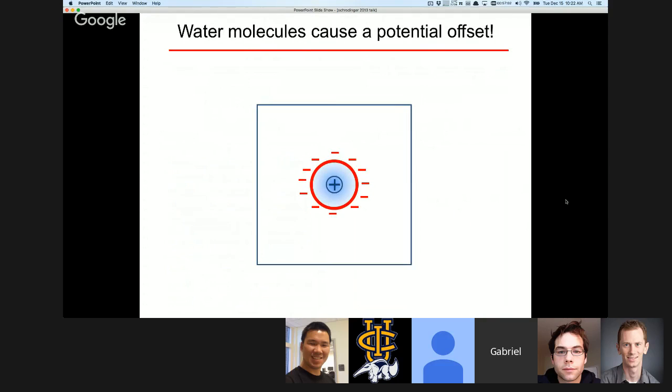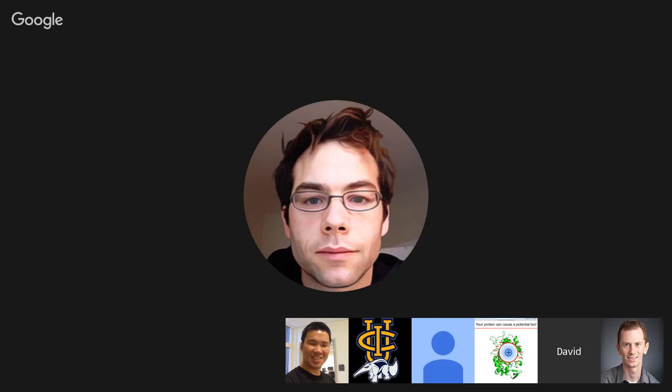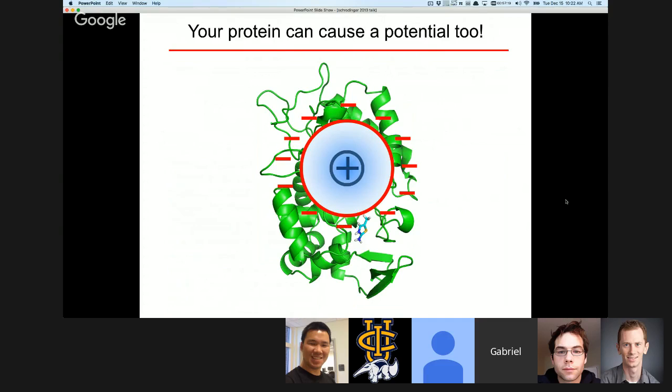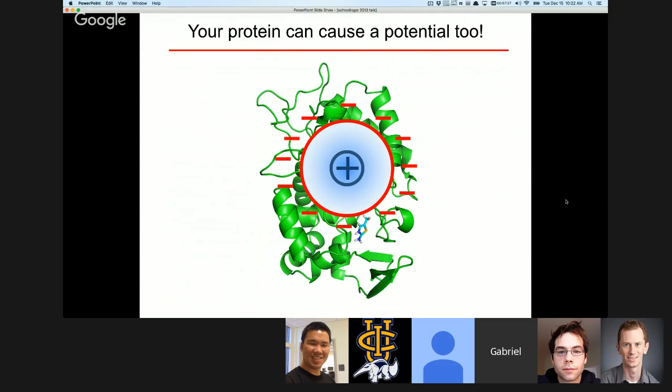Okay, so I already talked about water molecules. Another thing that was not recognized before we did this work was that besides water molecules, your protein can also, even if it has no net charge, have some average potential, which can be analogous to an isotropic quadrupole.